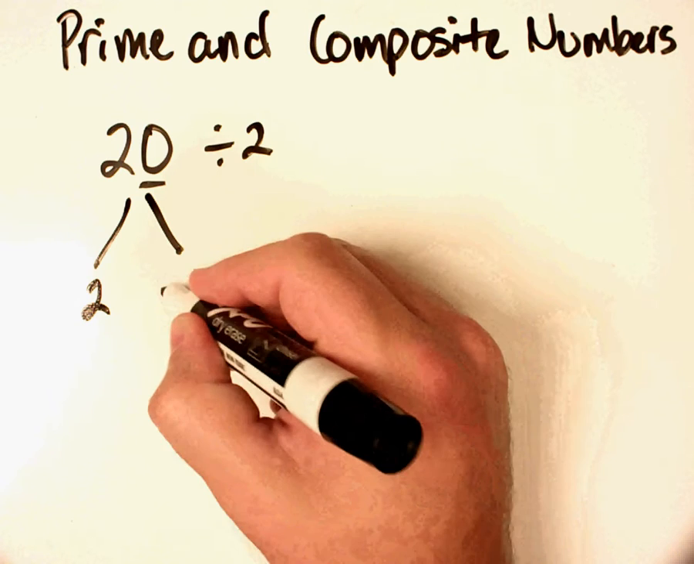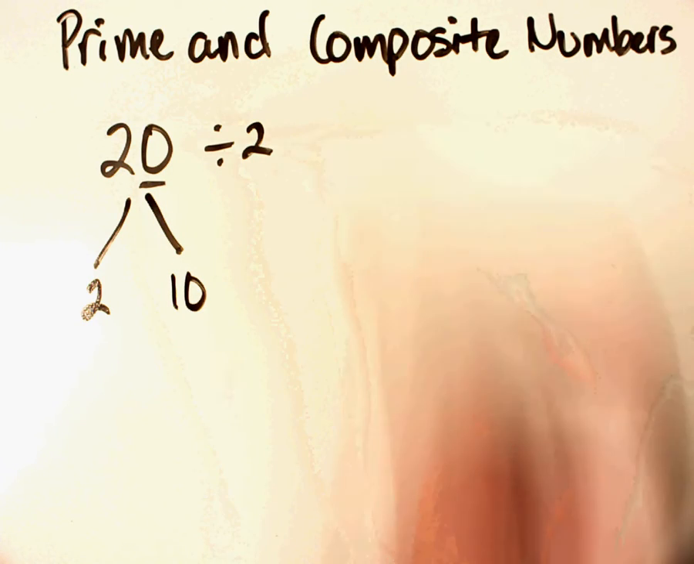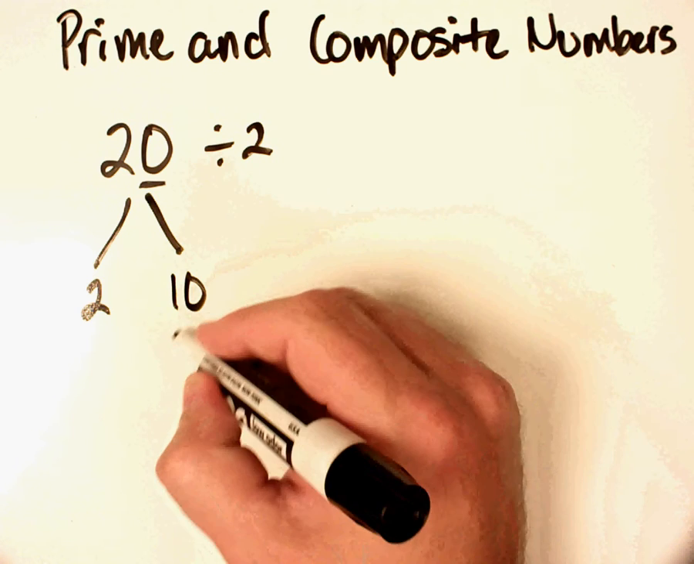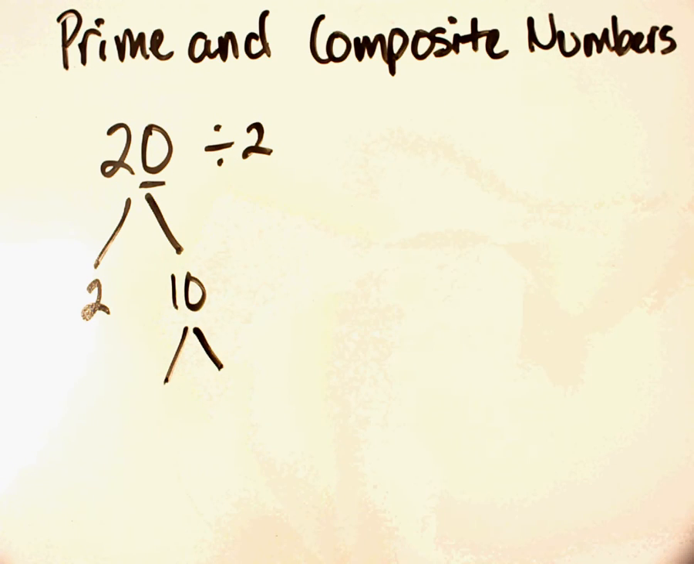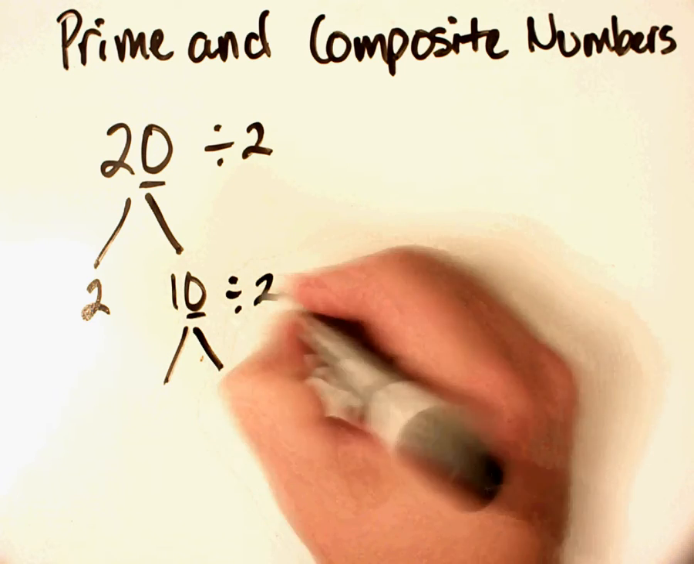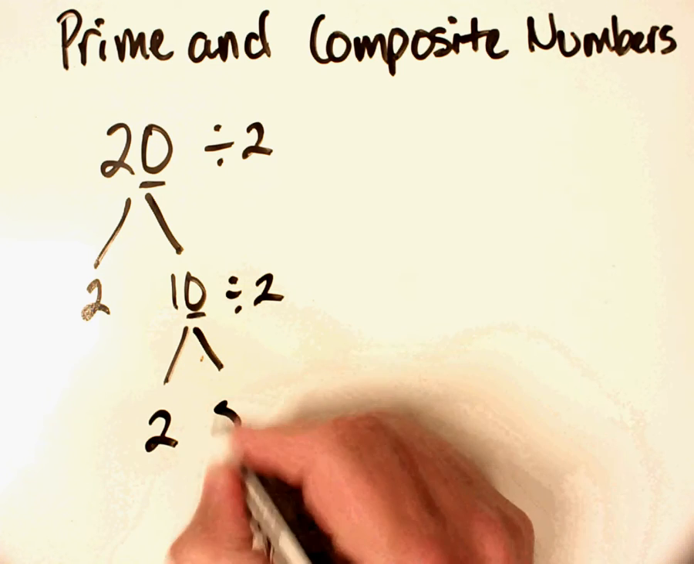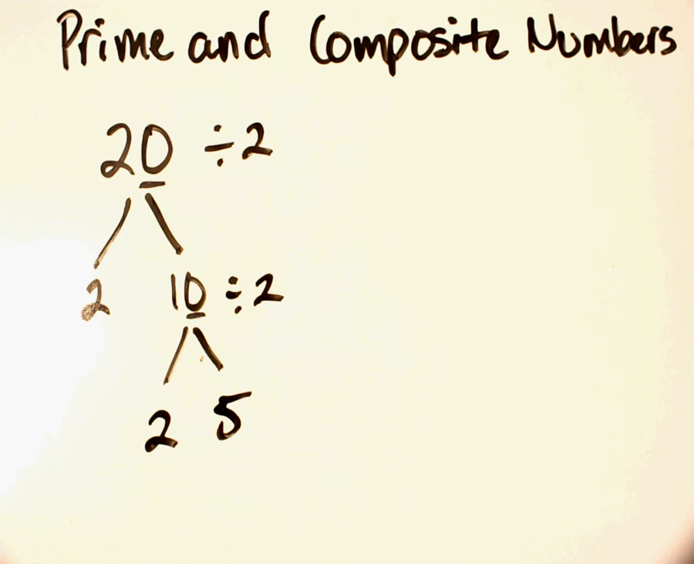So if I divide 20 by 2, I'm going to get 2 and 10. All right, those are my 2 factors. Now, 10 I can divide out again. Again, it's an even number, so I can divide by 2. And so I'm going to get 2 and 5. Because 2 times 5 gives me 10, and 2 times 10 gives me 20.